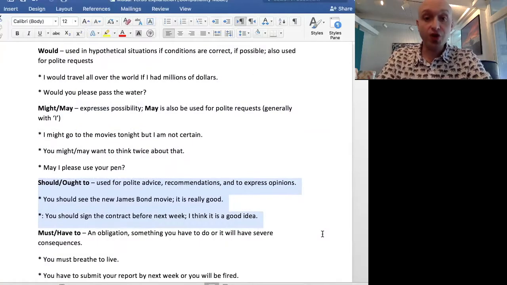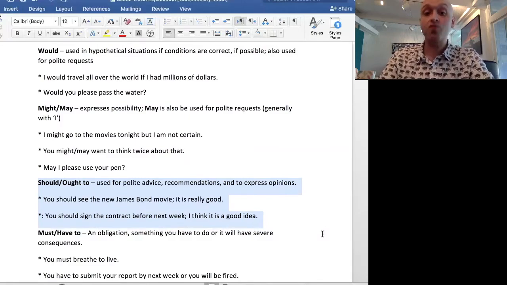Next, we have should and ought to. And these are generally used for polite advice, recommendations, or to express opinions. For example, you should see the new James Bond movie. It's really good. That's expressing my opinion. I'm recommending it to somebody. You should sign the contract before next week.